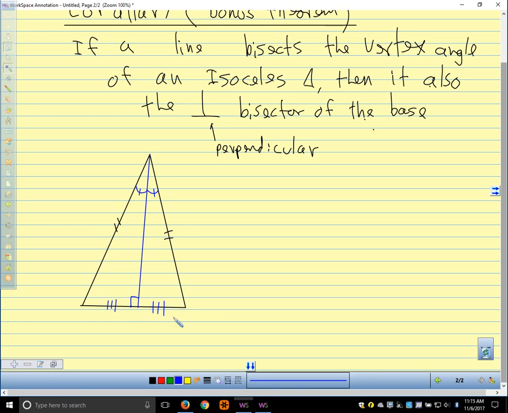Split the triangle in half, show that the two halves are congruent, and then we know all the matching parts have to be congruent. These have to be 90-degree angles because they're congruent angles that also add up to 180 degrees. So if they're the same and they add up to 180, then each one of them has to be 90. All right, so questions on our theorems about isosceles triangles.